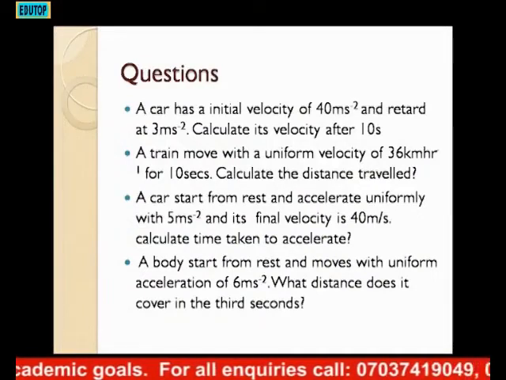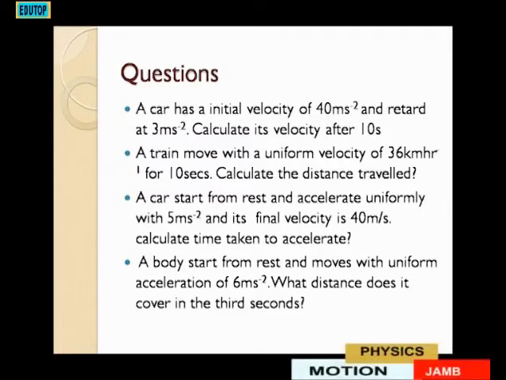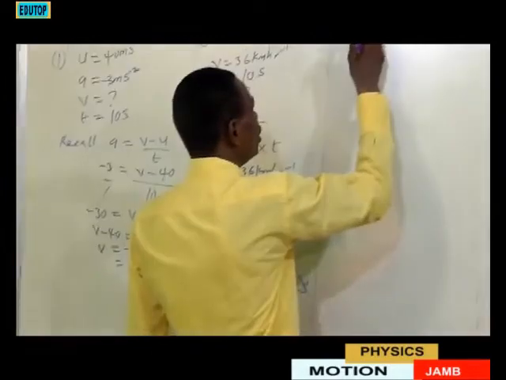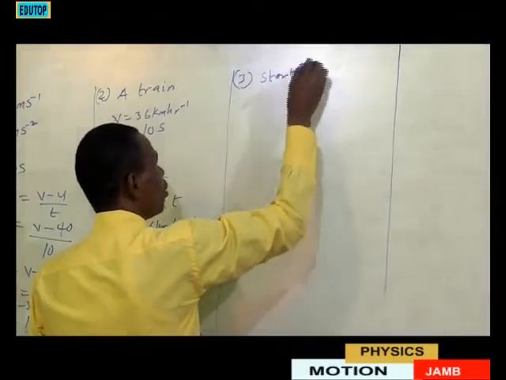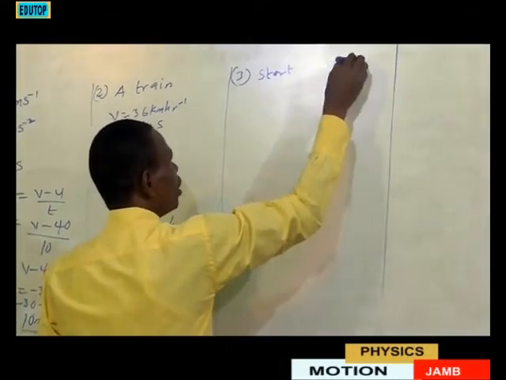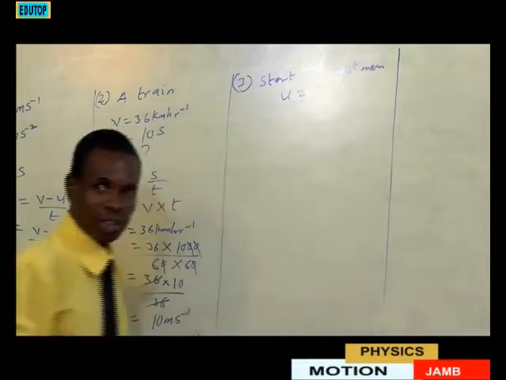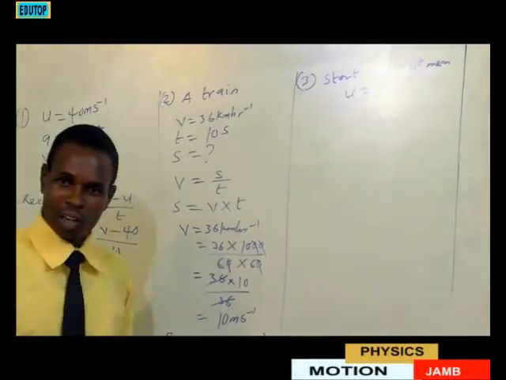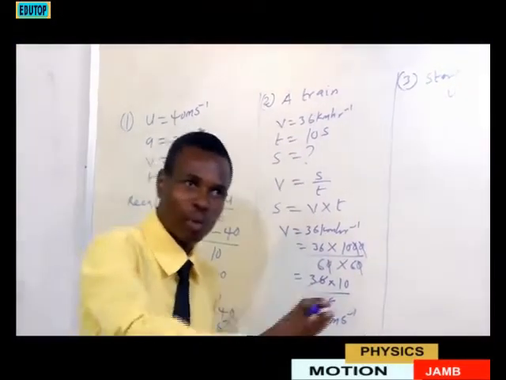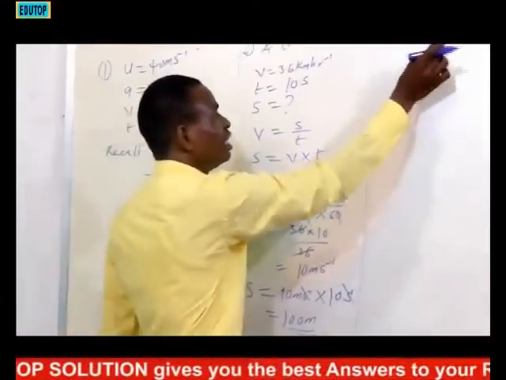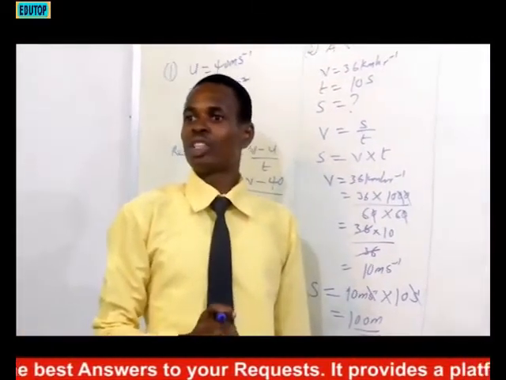Question number 3 says, a car starts from rest. Take note of this. Whenever you hear the motion of a body starts from rest, it means initial velocity is equal to what? 0. Take care of that. Whenever a body is sent into motion and starts from rest and starts moving with a uniform velocity or whatever, initial velocity U is equal to what? 0.